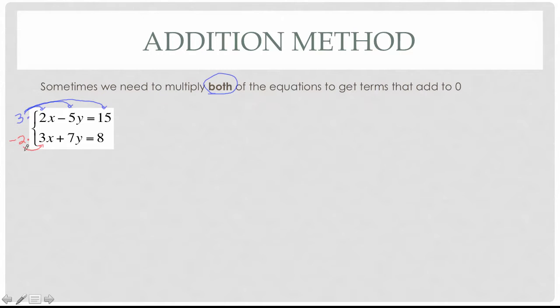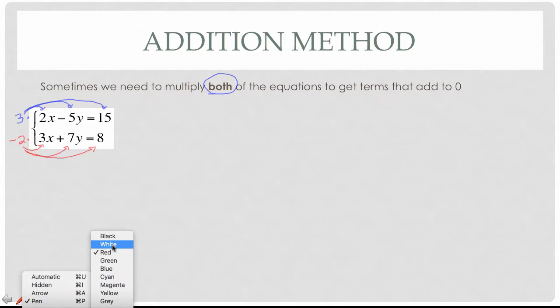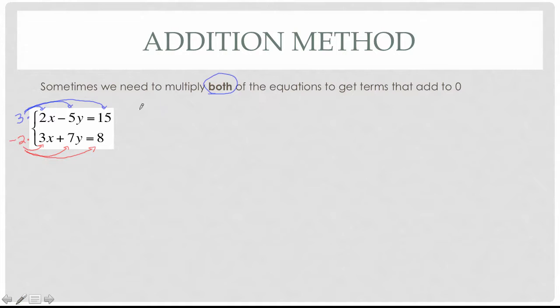Negative 2 times 3x, negative 2 times 7y, and negative 2 times 8. Let me rewrite the system now, and we'll see how it works out. So 3 times 2x is going to be 6x, minus 3 times 5y is going to be 15y, equals 3 times 15 is 45. That's the first equation. We just multiplied everything on both sides by 3.